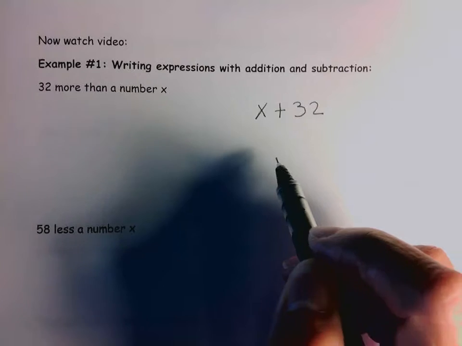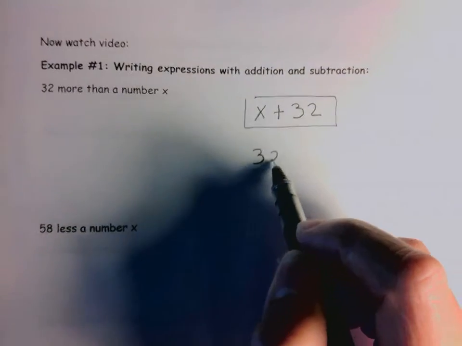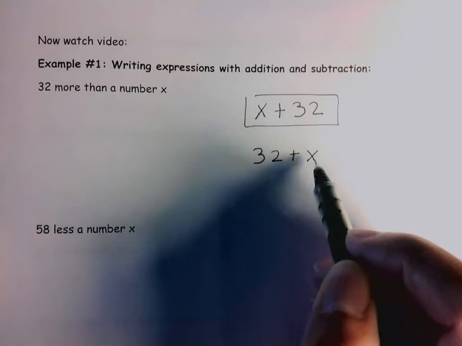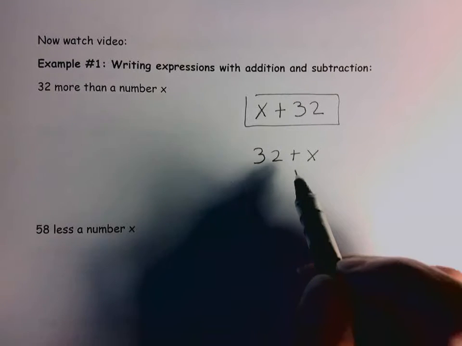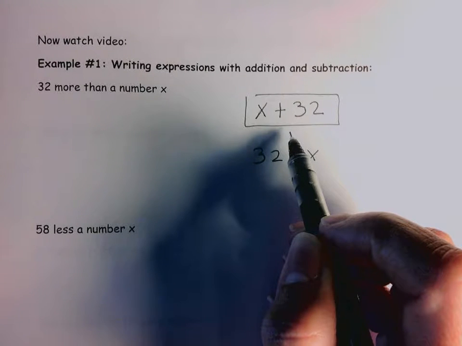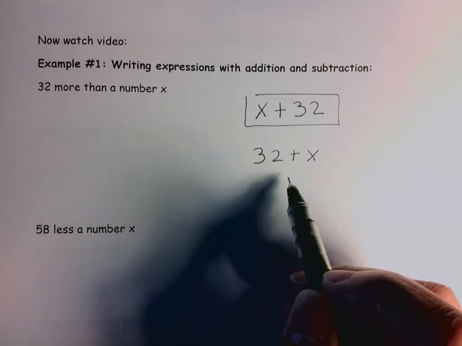Now compare that to this. So this is your answer. But compare that to this. In this second example, I have x more than 32. Please make sure you see the difference between those two. Mathematically, they mean the same thing, but they tell a different story. This first one says 32 more than a number x, but this one says x more than 32. So this is wrong.